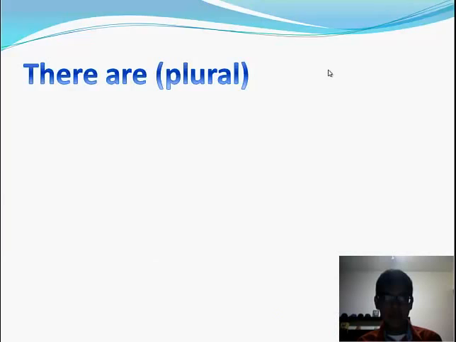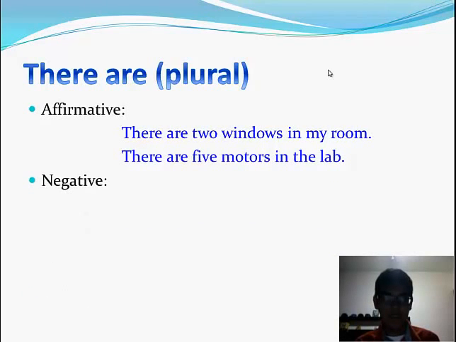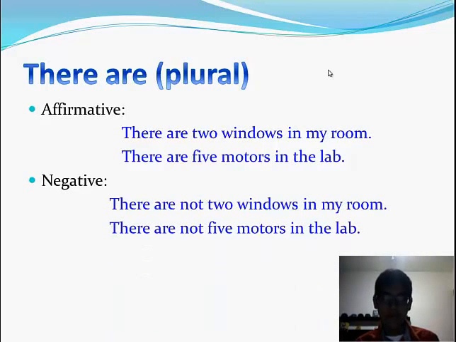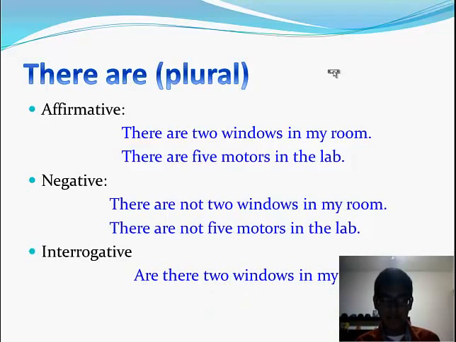And then we have the there are, that is for plurals. Affirmative. There are 2 windows in my room. There are 5 motors in the lab. For negative, there aren't 2 windows in my room. There aren't 5 motors in the lab. Interrogative. Are there 2 windows in my room? Are there 5 motors in the lab? This was the there is and there are used.